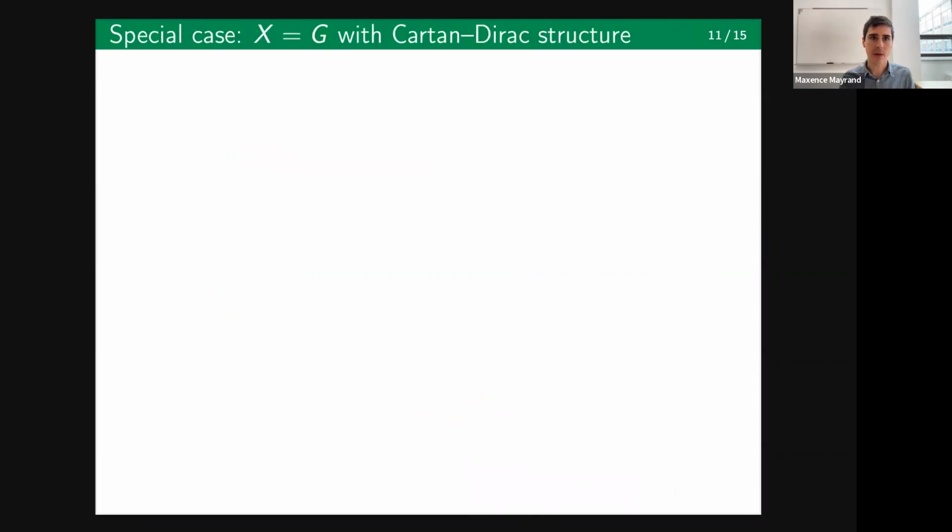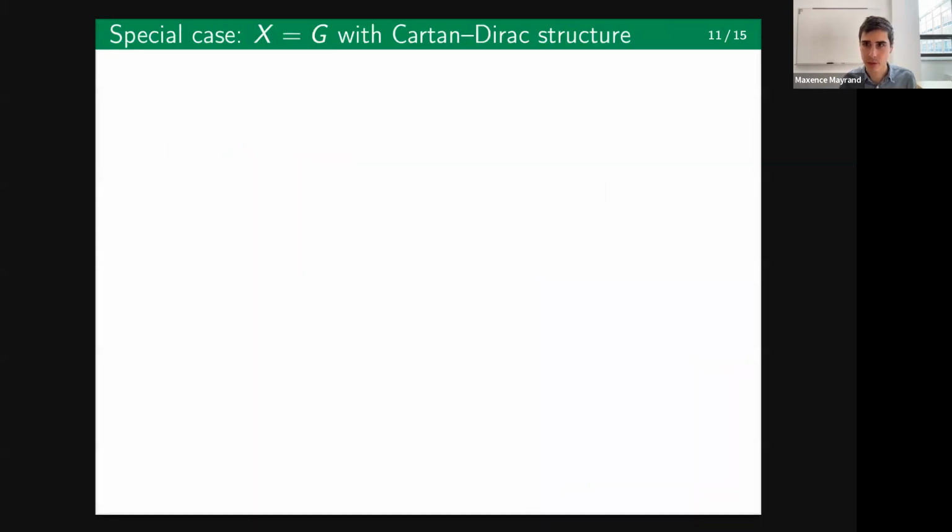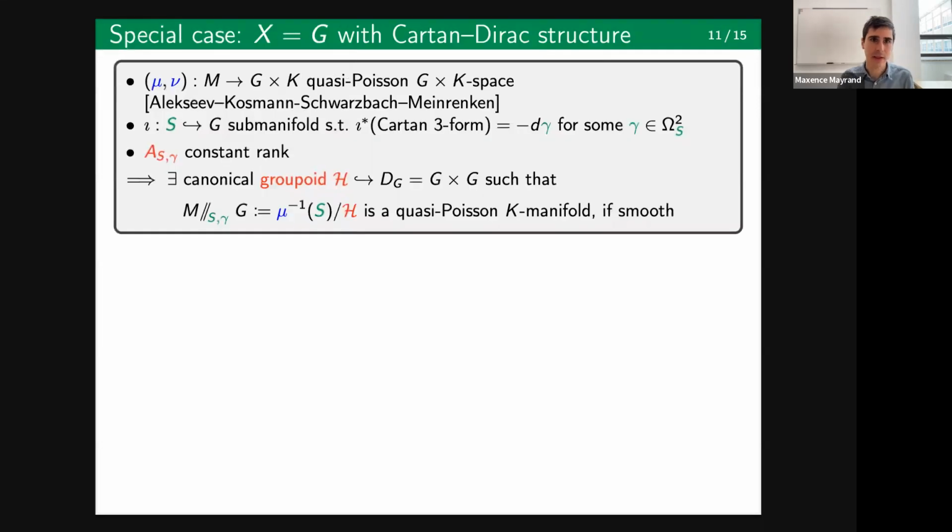Okay, so let's discuss now the special case where this X, this twisted Dirac manifold, is a Lie group G endowed with a Cartan Dirac structure. So this gives a nice construction. Suppose you have a quasi-Poisson G×K space, in the sense of Alekseev, Kosmann-Schwarzbach, and Meinrenken. It can also be a quasi-Hamiltonian space, and the result will be quasi-Hamiltonian in this case. So a non-degenerate quotient of something non-degenerate will also be non-degenerate. The theorem is more general than that, but that's a special case, which is useful in practice.